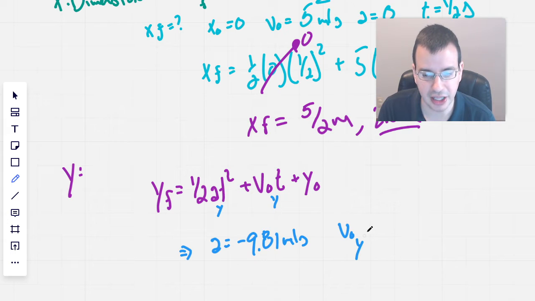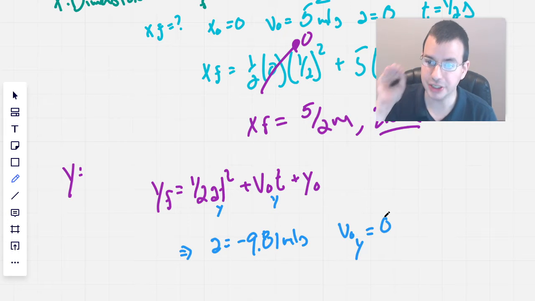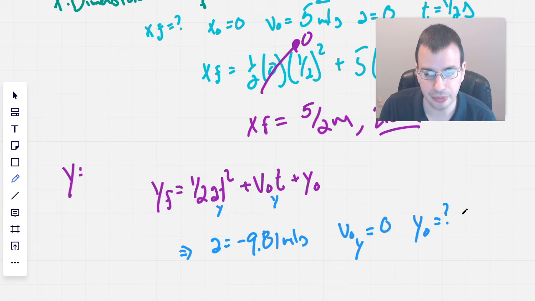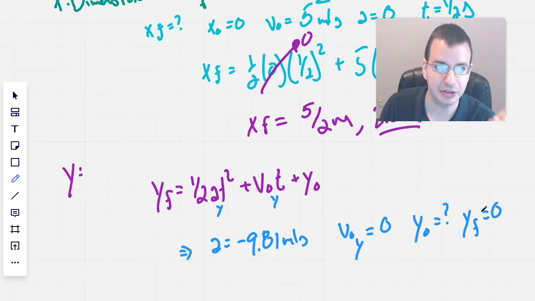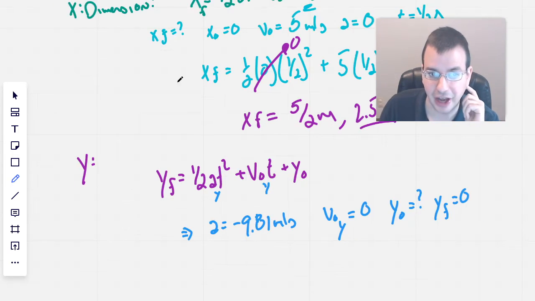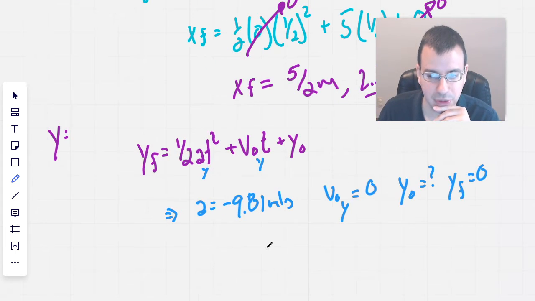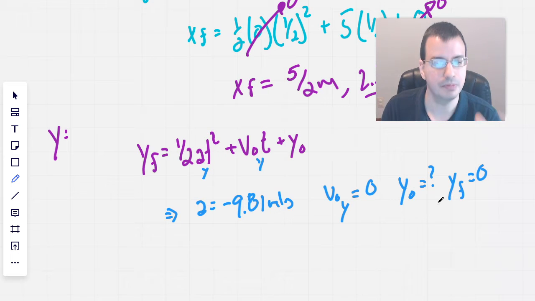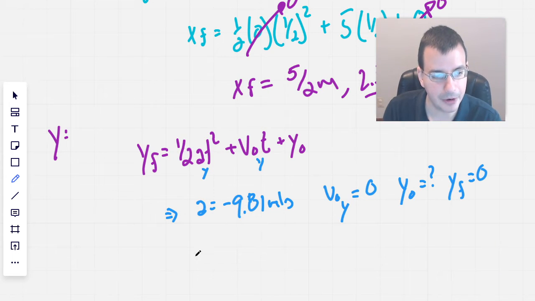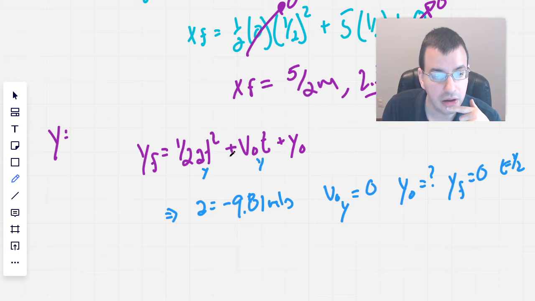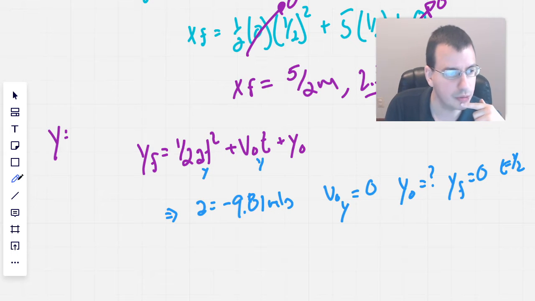Initial velocity in the y direction will be 0 because it's going horizontally. And initial height, we don't know, but we do know the final height, which is 0. And you could also say that the initial height is 0 and the final height is actually some sort of negative number. Either way, I like it this way though, saying that the ground is 0. But there is some flexibility there in life. Okay, and then let's see, do we got everything? Oh, and time equals 1/2. Way off to the side, 1/2. Yes. Okay, so then we plug things in.